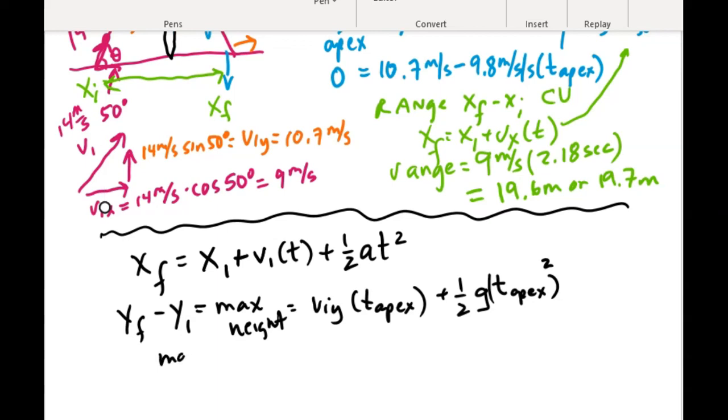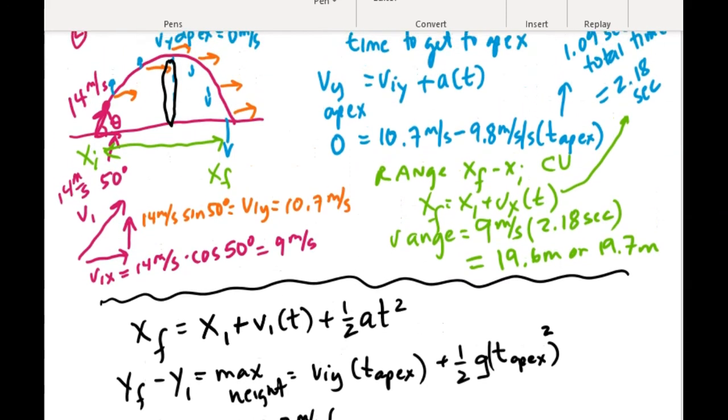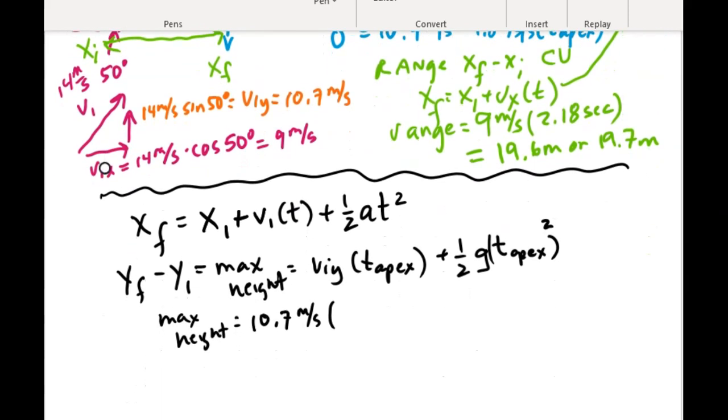So our maximum height at that apex, that'll be our Viy, that's our initial velocity in the y direction, 10.7. And we'll take that times our apex time, which we said was 1.09, plus then 1/2 times a negative 9.8 meters per second squared, then times 1.09 seconds, and then we have to square that. So again, this chain of calculations, there's a lot of things to do here. You want to be really careful here. But let me throw everything into my calculator.